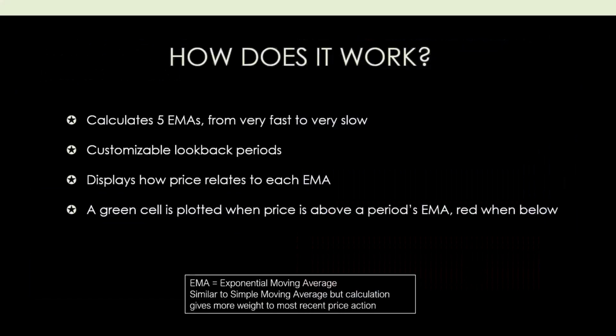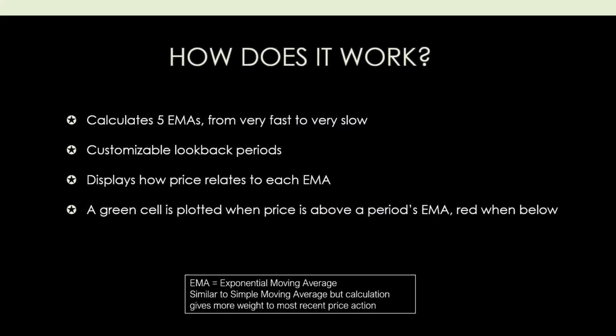So what Trend Radar does is it first calculates and tracks the values of 5 exponential moving averages from very short term, or very fast, to very long term, or very slow period. These EMAs have customizable look back periods. And on every bar, to get that heat map-like visual, the indicator plots a column of 5 squares.